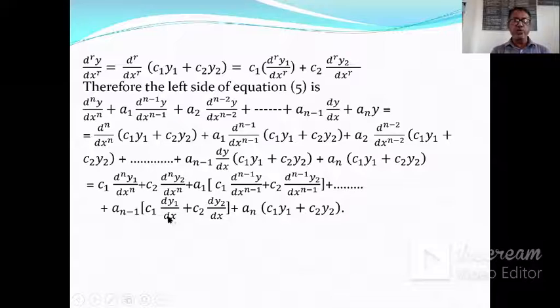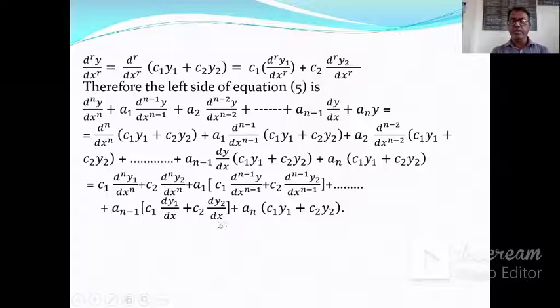Now from this, we collect the coefficient of C1 and C2. If we take C1 common, then in the bracket we get d^n y1 by dx^n plus a1 d^(n-1) y1 by dx^(n-1), and so on, up to a(n-1) dy1 by dx plus an y1.